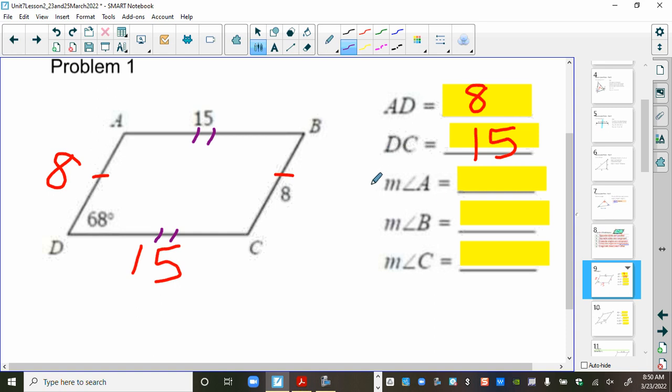Okay, those two are the easy ones. What about our angles? Well, do we have to do ABC in order? No. So out of the three angles, which one would right away be the easiest one to solve? A, B, or C? B. Why B? D is 68. So that means B is 68 as well because B and D are congruent, since they are opposite angles.